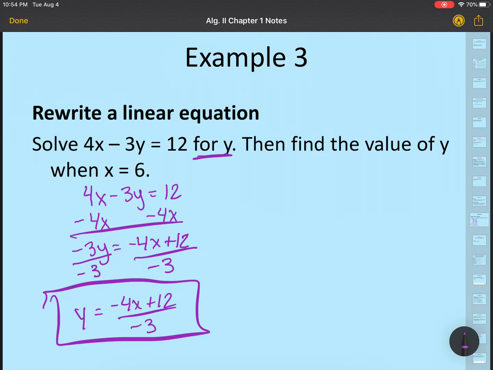Then the second part says I need to find the value of y when x is 6. So let me rewrite that formula again for y.